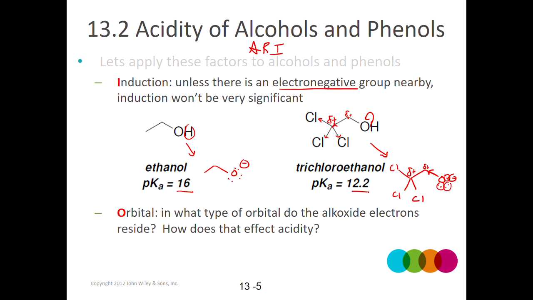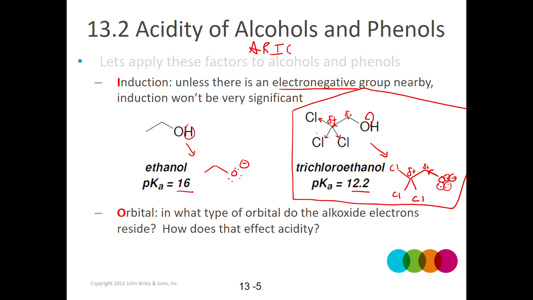And we can see the difference in pKa that makes. Having those 3 chlorines in there affects it by about 4 pKa units. So this is about 10,000 times stronger as an acid than the one that doesn't have the induction. So induction is a significant factor that can affect how strong of an acid an alcohol will be.